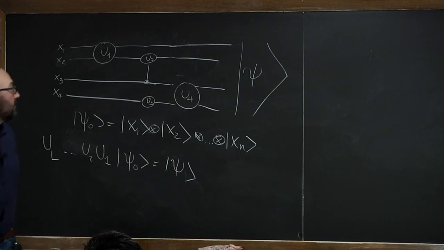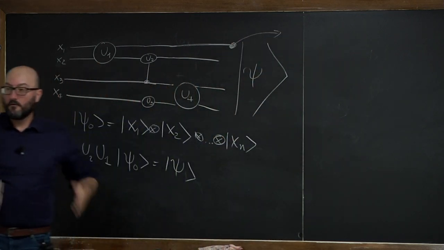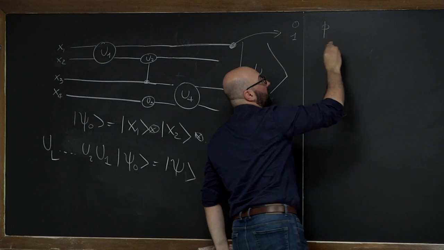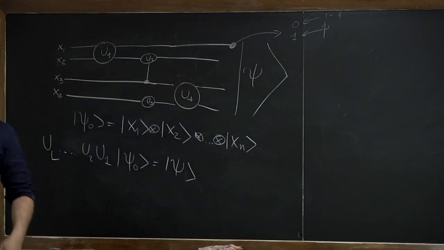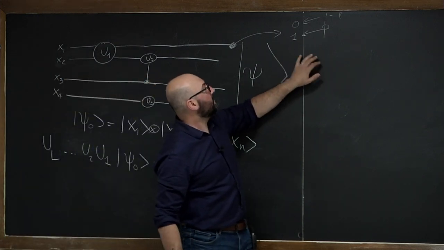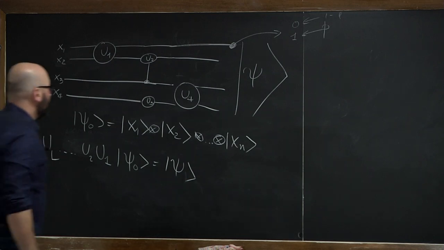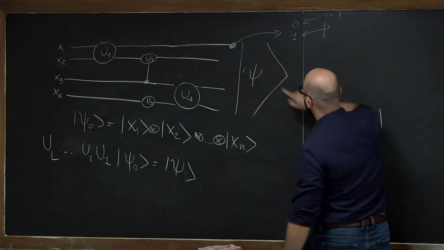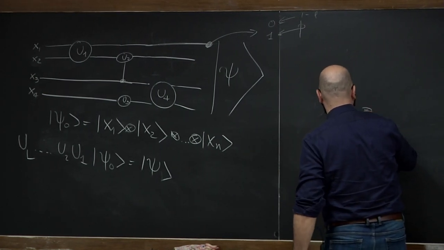So what do we do? We take one of these bits here, and we measure it. We measure, and we get either 0 or 1. And we get a probability p to get 1, for example, and probability 1 minus p to get 0. So the answer to your computation is, with probability p, 1, and with probability 1 minus p, 0. So in the end, we take psi, and we measure the first bit, let's say. The probability is the expectation value of a projector.